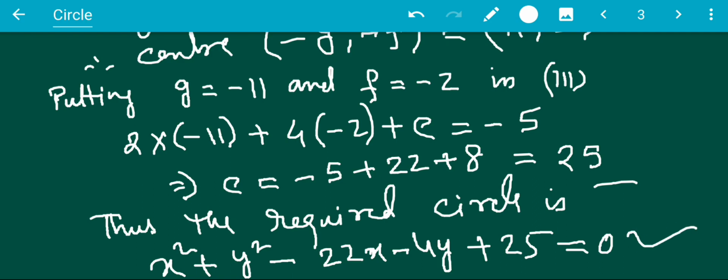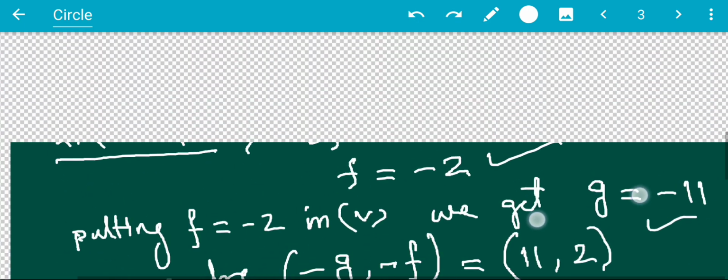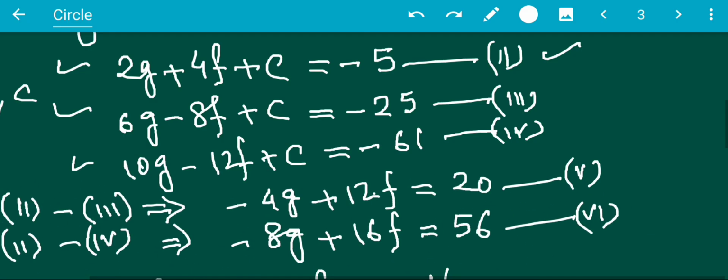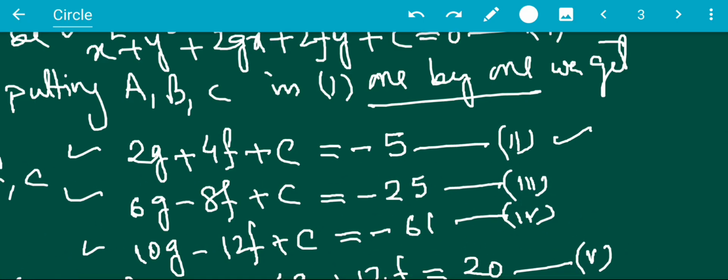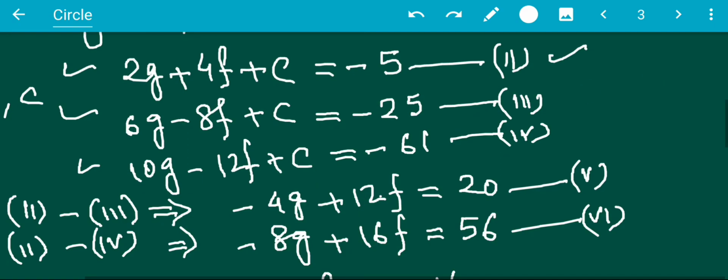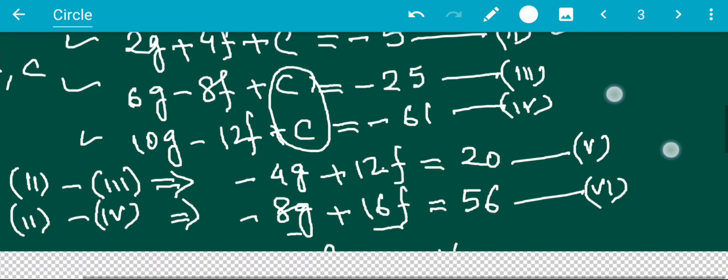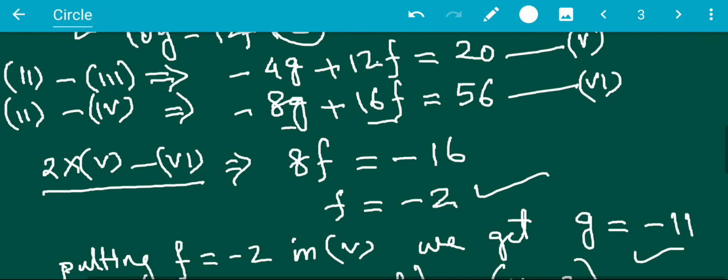Okay, so this looks a bit long, but this is a simple equation. This is very easy to obtain because you just put the values of these points a, b, c one by one. You get 3 equations. After getting 3 equations, your first task is to eliminate c. To eliminate c, you fix one equation, subtract the rest of the 2 equations from that equation, and you will get 2 linear equations in g and f. On solving these 2 linear equations, you will get the values of g and f.